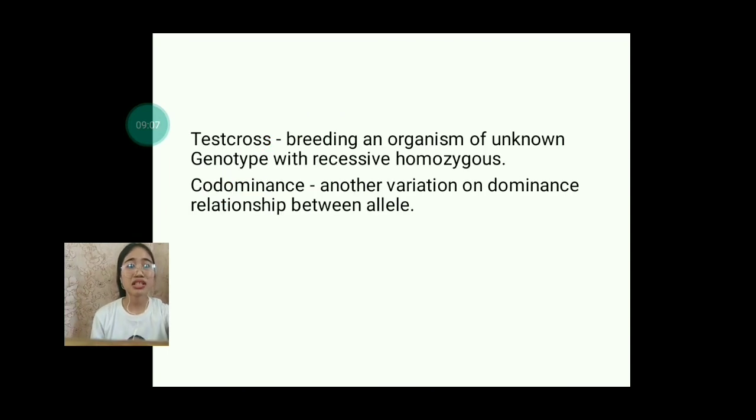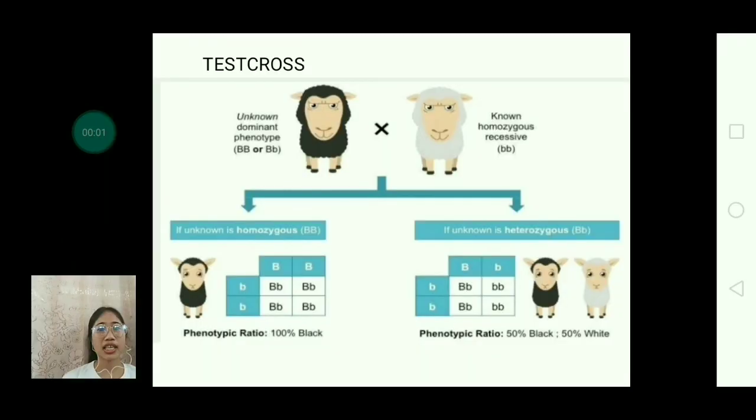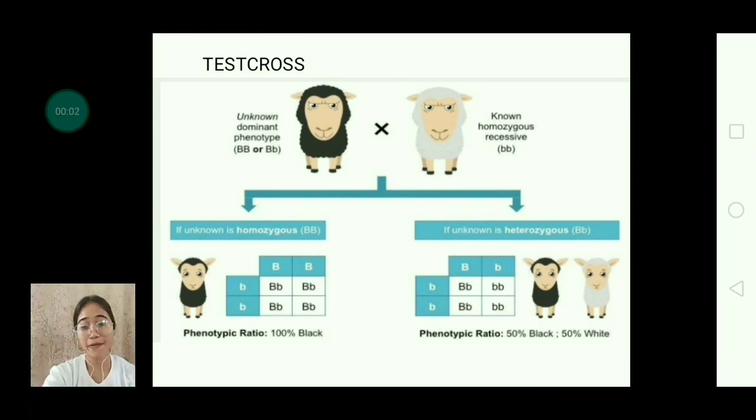Okay? So, a test cross is breeding an organism of a known genotype with a recessive homozygote, and codominance is another variation on the dominance relationship between alleles. Okay, so that is an example of a test cross. And that's the end of our topic.